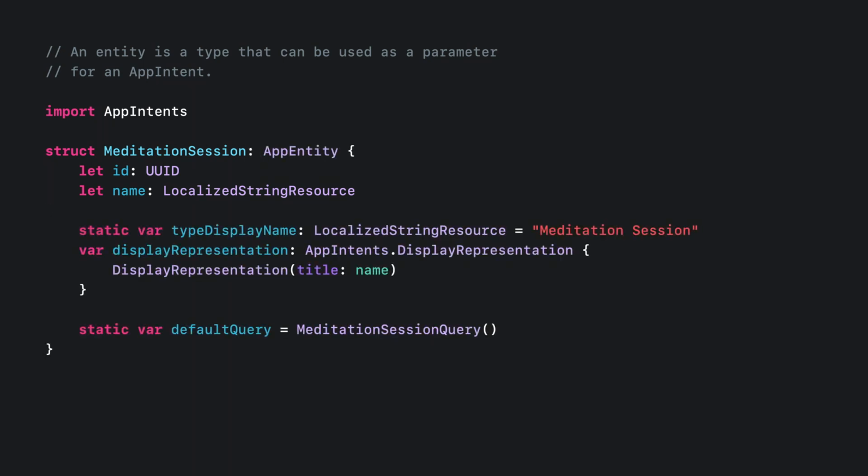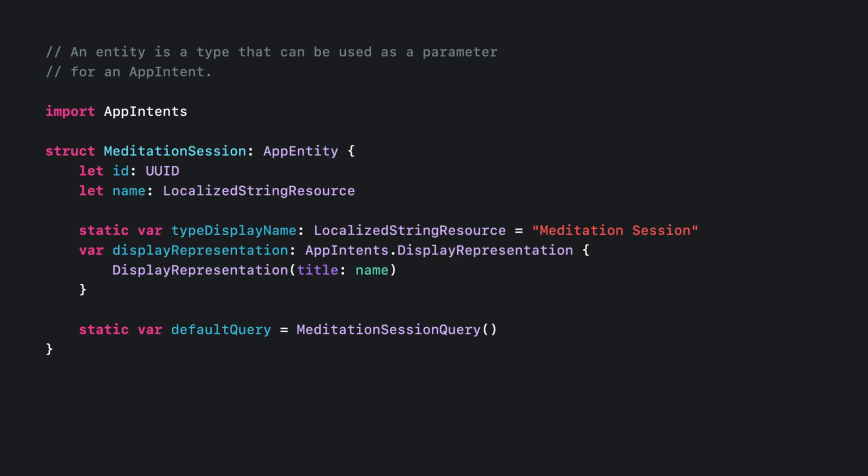To use this struct as a parameter for my intent, I also need to implement the app entity protocol. Implementing the app entity protocol tells the App Intents framework about my type and lets me specify additional information, like how the entity is displayed. The entity protocol requires that my type has an identifier, which I've already provided. I could also use other types as well, like integers or strings.